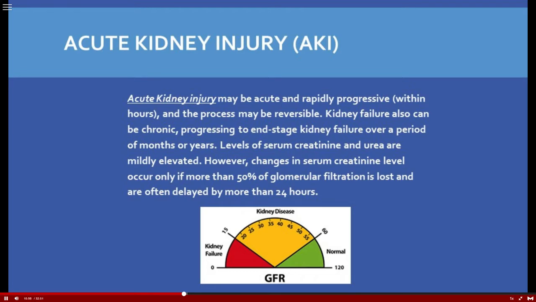So we want to keep that mean arterial pressure above around 60 or 65, which can be simply monitored with a blood pressure, right? And so we want to make sure that we're not killing kidneys. So that's why we watch those blood pressures and monitor them so closely with our patients.